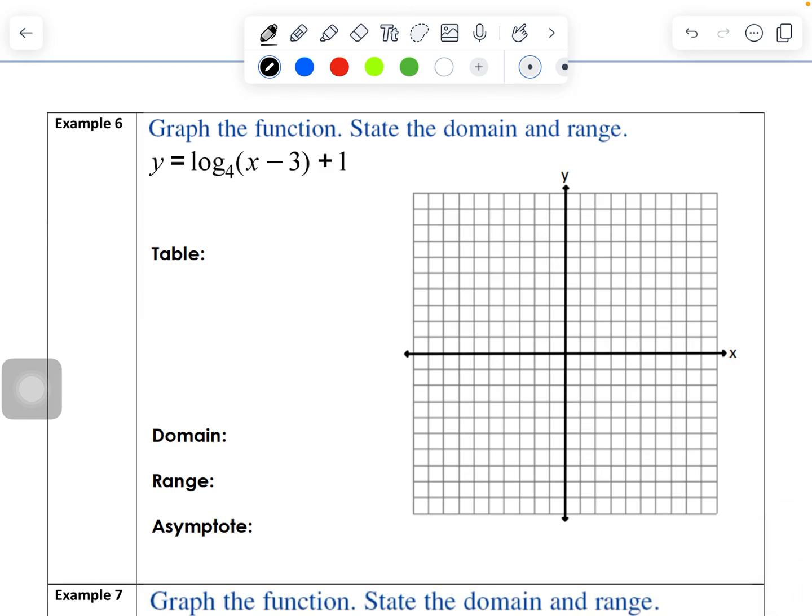Here we have y equals log base 4 of (x minus 3) plus 1. So we want to think of our shift point. That's what I'm going to do right away. The shift point here would be positive 3, positive 1, because this is our h, this is our k. H is the opposite, k stays the same. So (3, 1) is over 3, up 1, this point right here. So I'm going to draw my dashed lines going through that.